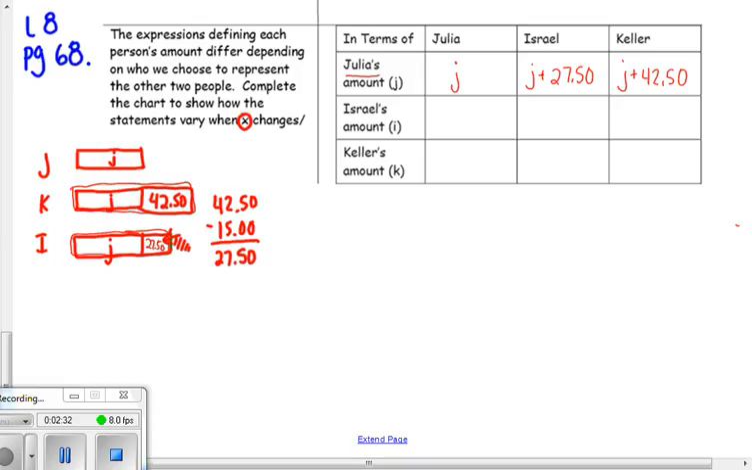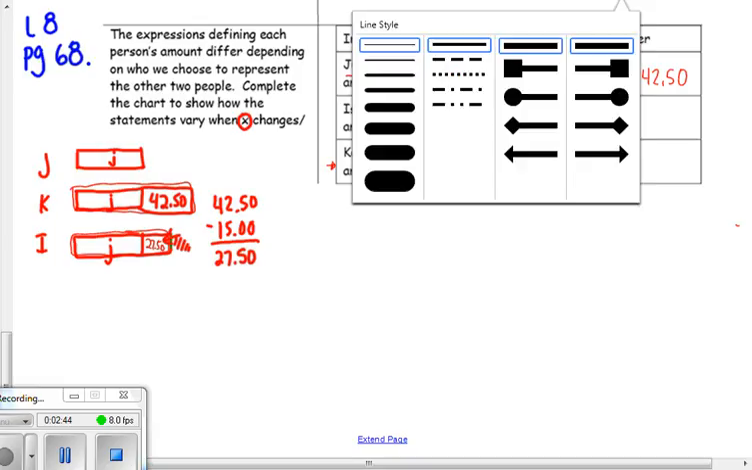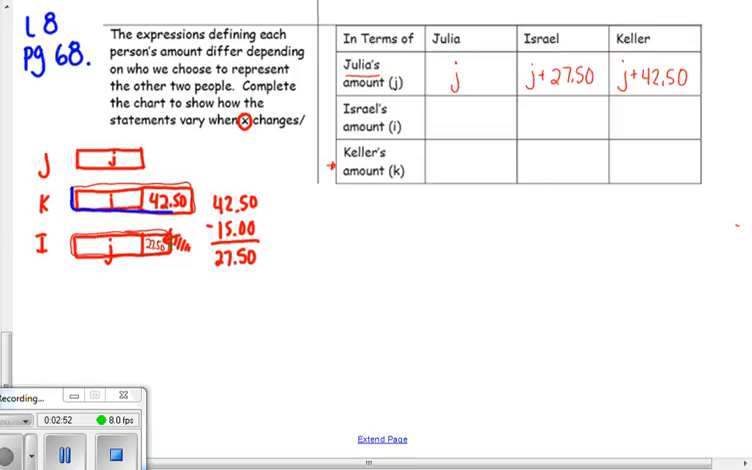Next, we're going to fill it in for Keller's amount. Now, when you're changing your variable, you are redoing your bars using a different variable. So they will be a little bit different. In terms of Keller, we're going to make every bar in relation to Keller. So let's make a new section over here. And this is Keller's bar. And we call that K for Keller.